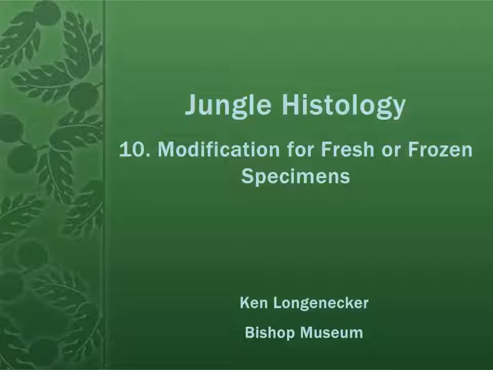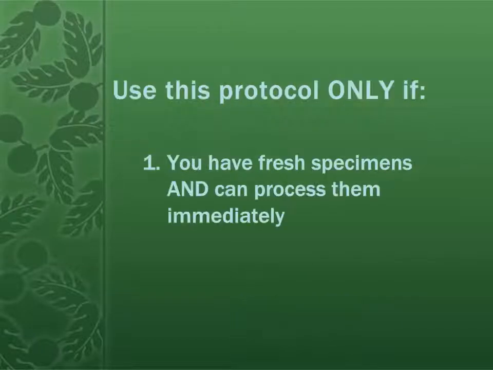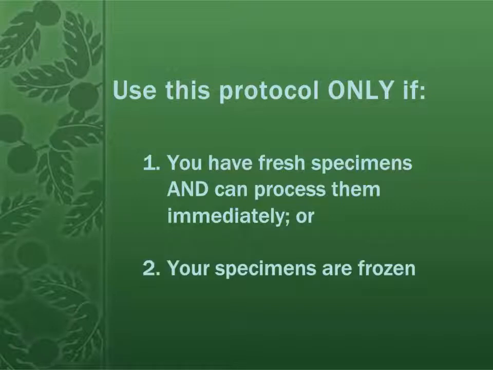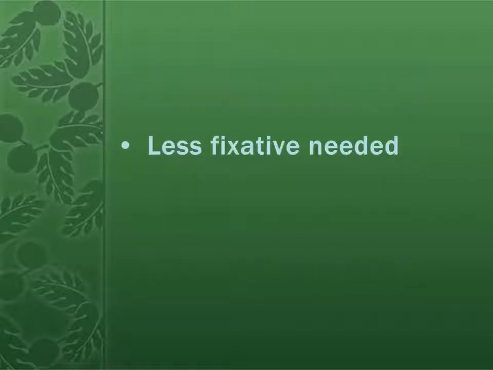This module is going to show you some money and time-saving steps that you can take if you do have access to fresh or frozen specimens. Now, I want to emphasize that there's only a couple of situations under which you should use these methods modifications. The first is that you have access to fresh specimens and that you can process them within an hour or two of capture. The second is that your specimens were frozen shortly after being captured. If either of these situations apply to you, I'd like to strongly encourage you to consider using these methods modifications.